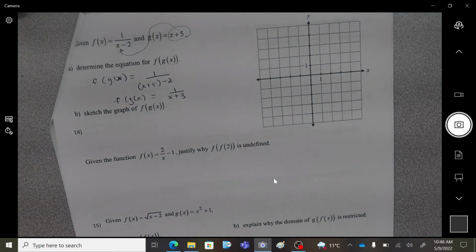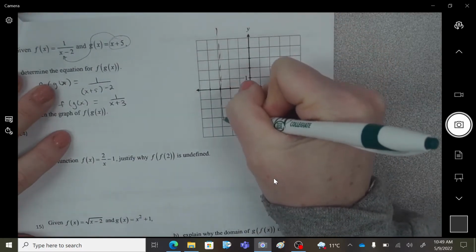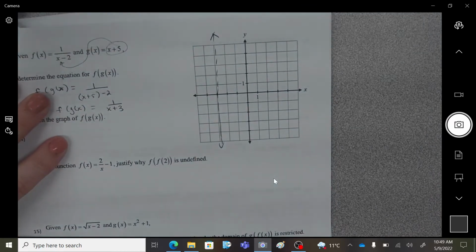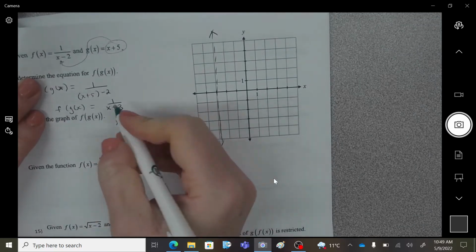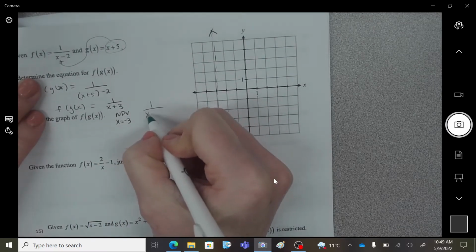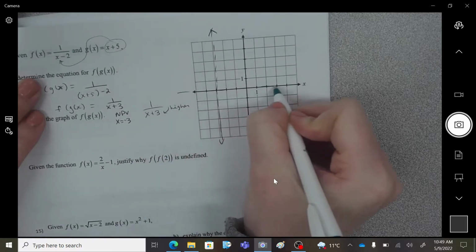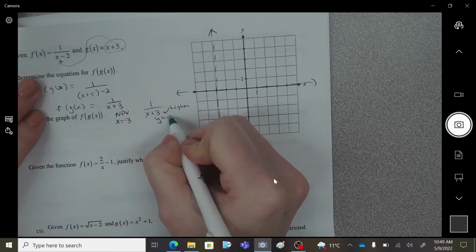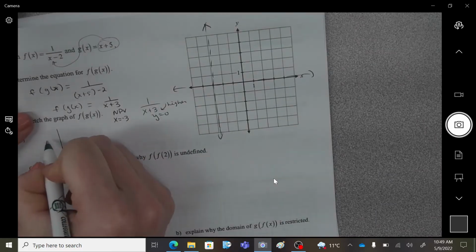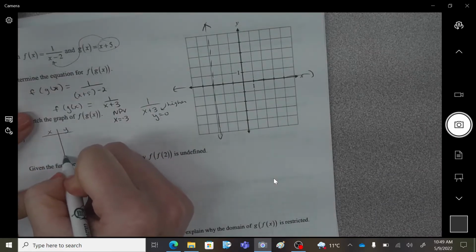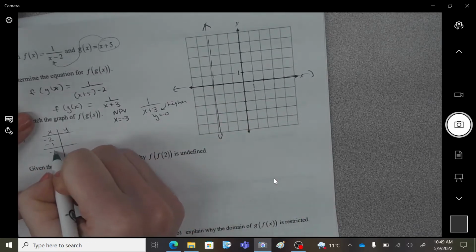Sketching this graph, so negative 3 is a vertical asymptote. And then when you do the rules of degrees, higher on the bottom makes your horizontal asymptote 0. Okay, and then I'm just going to do a few points. So -2, -1, and then I'll do a -4, -5.